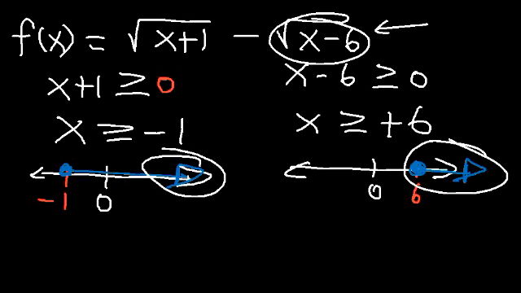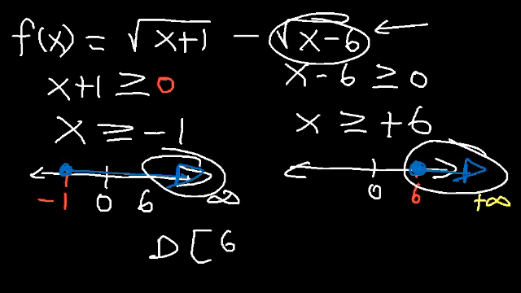For this one, x cannot be less than 6. It has to be 6 or more. If you plug in 5, it's not going to work. If you plug in 6 or something higher, it's going to work for this radical. So you want to identify the region that is shaded for both number lines. And both number lines are true from 6 to infinity. Therefore, that's going to be the domain of this function.